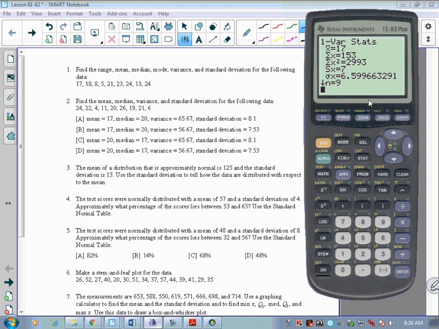Now, if we go on down through here, we can hit this arrow, and we can get the median. The median is 18, right? And we already knew by looking at the data that the mode was 24. So we have mean, that was given to us. Median, we went down and we found. Mode, we could find by looking at the data. Standard deviation, we got 6.6, right? And we could take 6.6, square it to get my variance. Does everybody understand how we find all of that data?